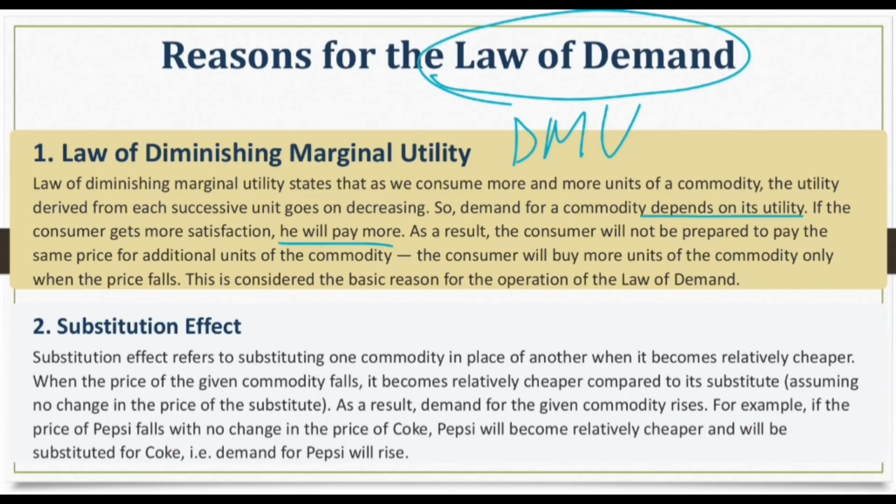Second is substitution effect. Substitution effect refers to substituting one commodity in place of another when it becomes relatively cheaper. So when the price of a given commodity falls, it becomes relatively cheaper compared to its substitute. Let us see an example. For example, if the price of Pepsi falls, and the price of Coke is constant, it is the same, right? Pepsi will become relatively cheaper and will be substituted for Coke. That is, the demand for Pepsi will rise.